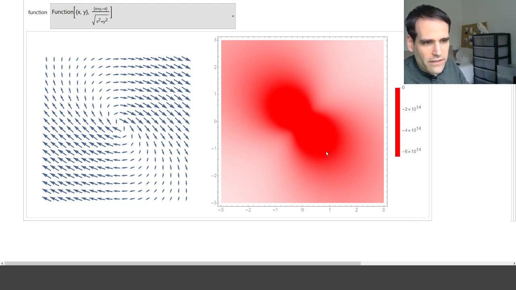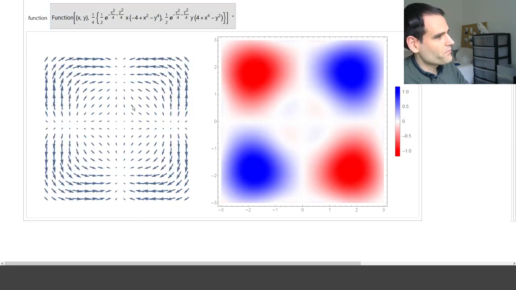But the curl is stronger here than here. So this kind of makes sense that here the curl will be stronger than here. Even though the field is stronger here, it's more homogeneous here. It's not rotating as much as it is rotating here, right? So try to get some intuition for the curl.